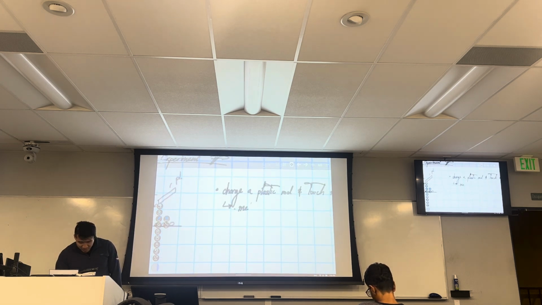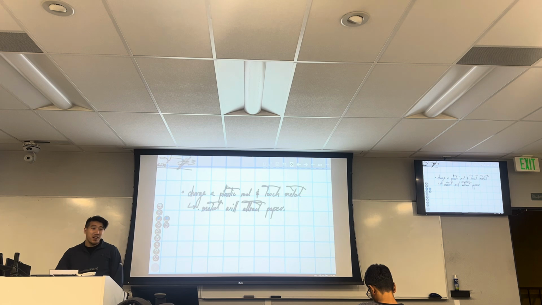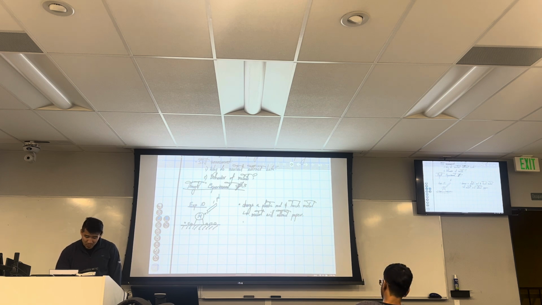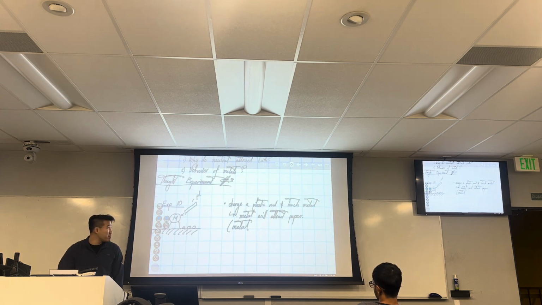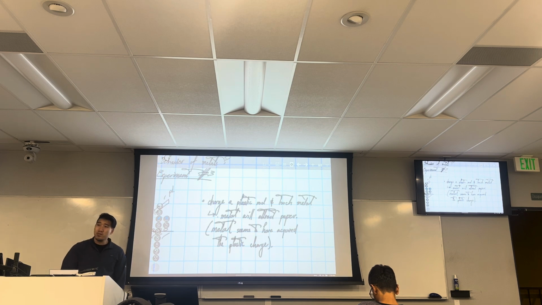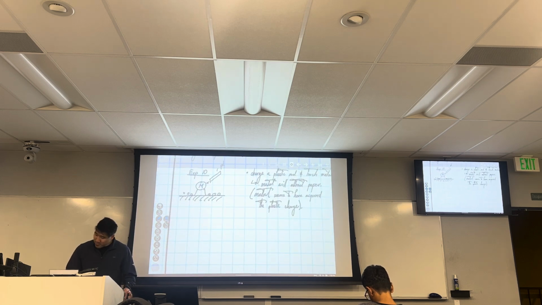Indeed, metal will attract pieces of paper. Meaning, a little side note, just making a mental note, the metal seems to have acquired the plastic charge. So the metal seems to have acquired the plastic charge when the contact was made. Well, let's go a little bit further.